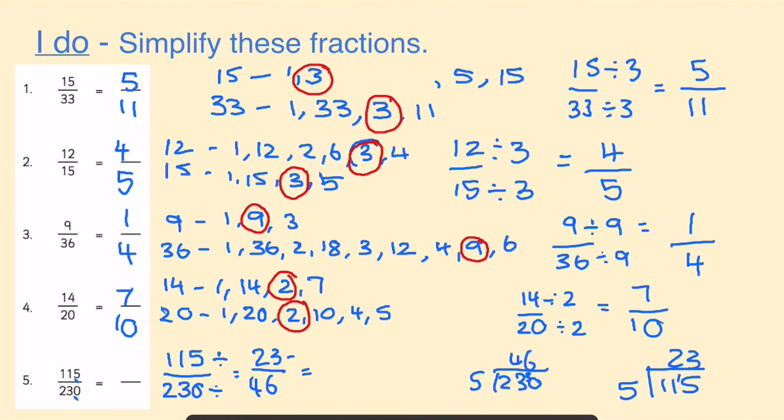So we can divide by 23. Well, we can just half it, and we can figure out that 115 over 230 is the same as a half and can be simplified down to a half. I probably should have checked that first, actually.